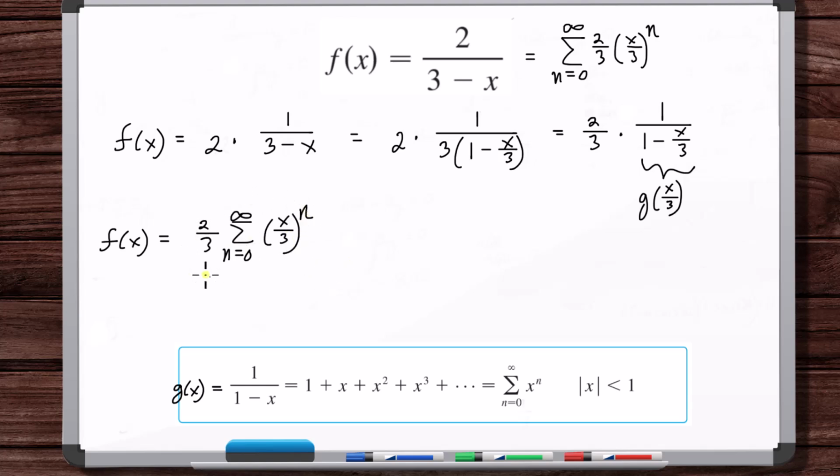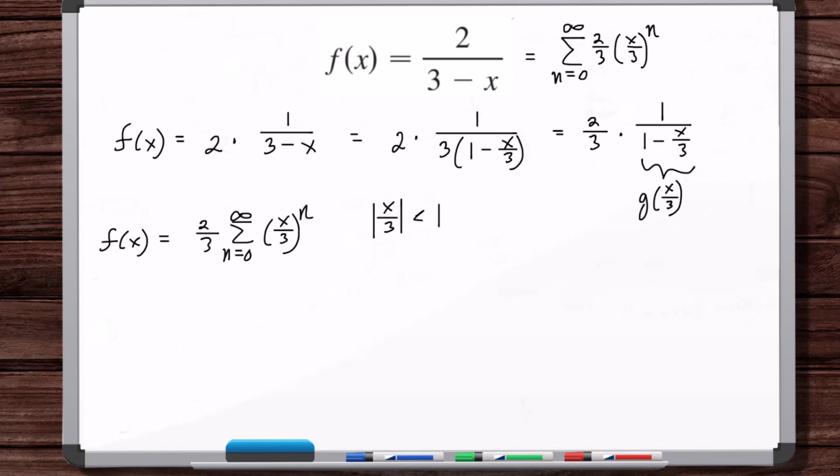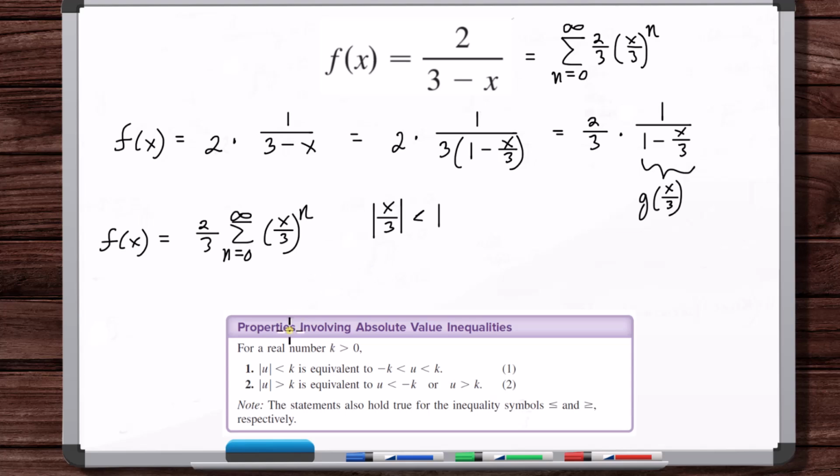And so this is also geometric. We can look here. This is geometric, right? With the first term 2/3. So for a geometric series, the absolute value of the common ratio needs to be less than 1. Okay, so here's another absolute value inequality. And if we think back from algebra, these are properties of absolute value inequalities. We could have done this with the quadratic, but there was a separate section on quadratic inequalities. But in general, this is how you look at an absolute value inequality.